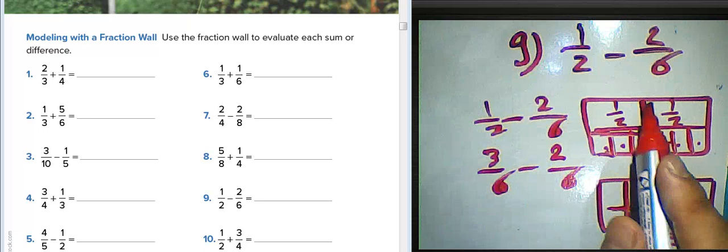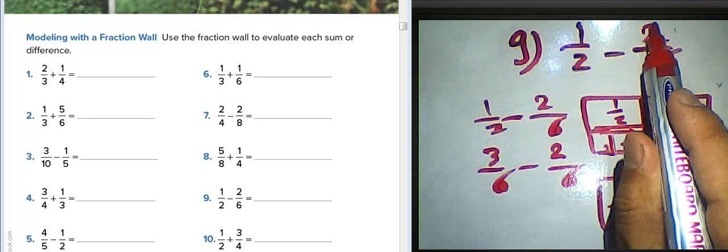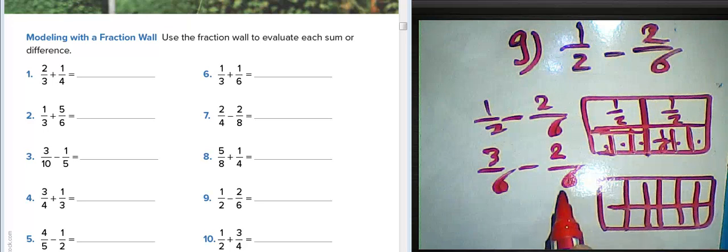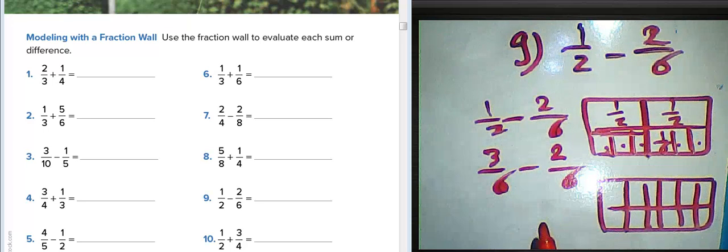And what about 2 over 6 here? We don't change it, because 6 is the least common multiple between them. Then write in each one 1 over 6, 1 over 6, 1 over 6.